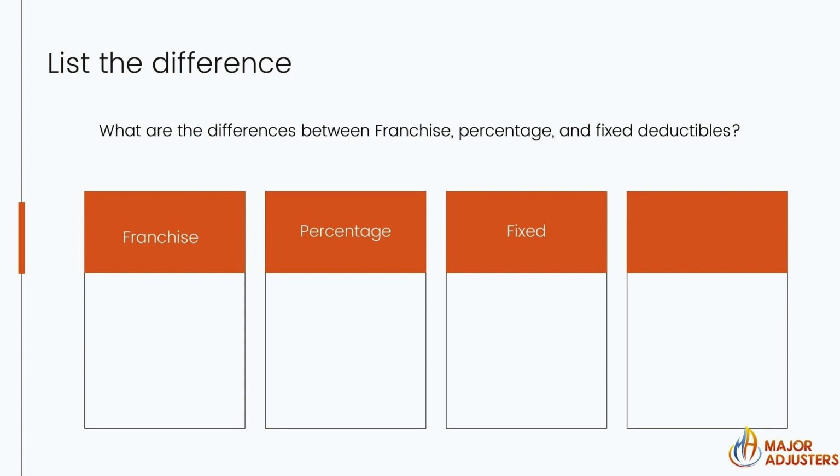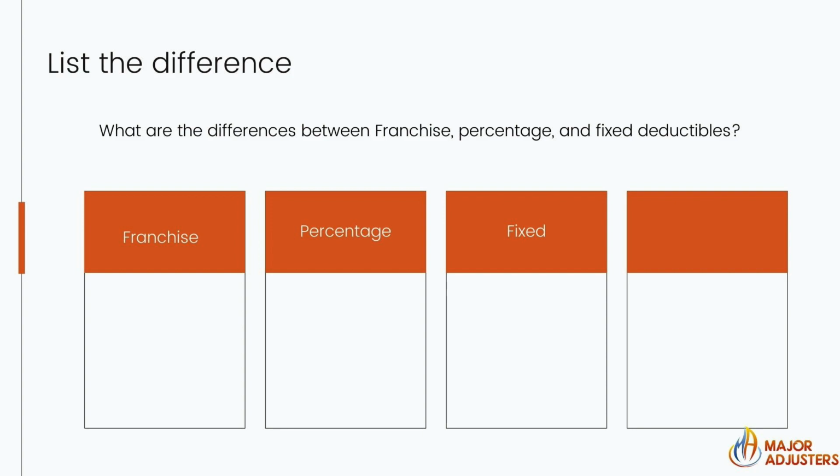All right, let's do a quick self-check. What are the differences between franchise, percentage, and fixed deductibles? So percent, you're going to see a percentage sign, so that should be pretty easy. The franchise means it's either 100% paid for by the insurance company or 100% paid by me. The fixed deductible is the amount that I need to set aside in case I have damage.